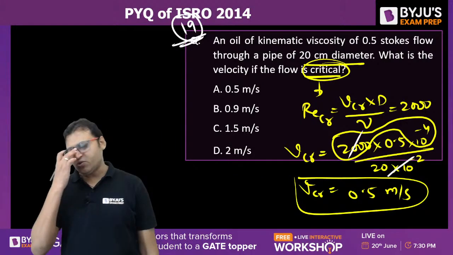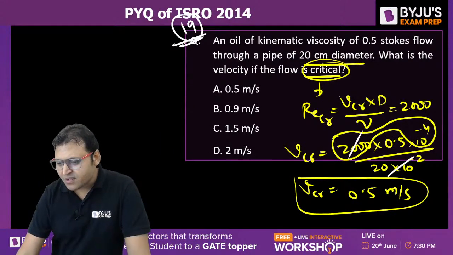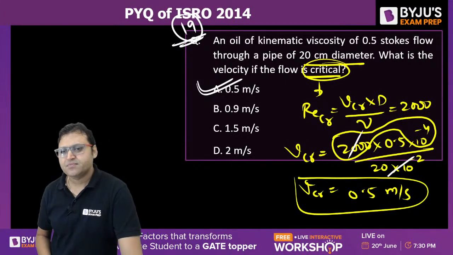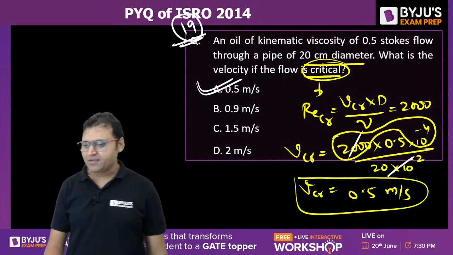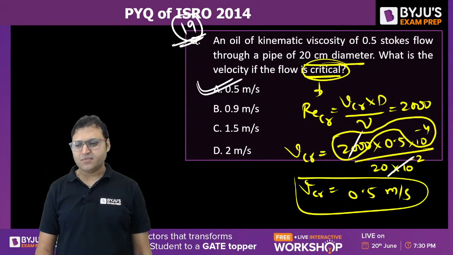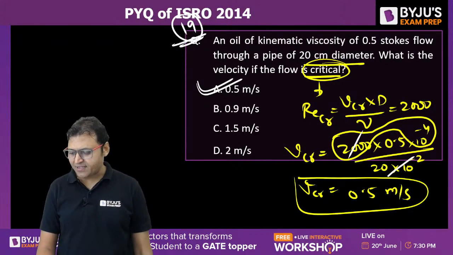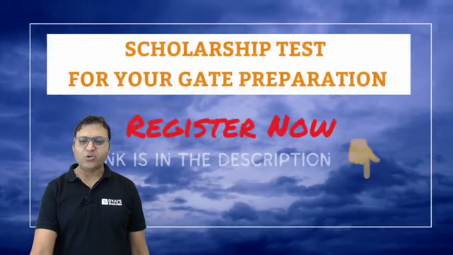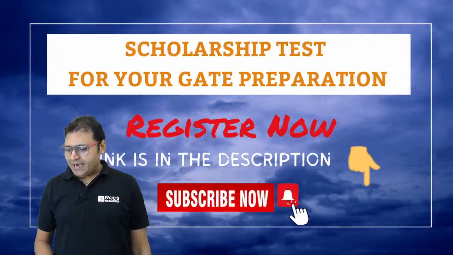It gets cancelled out with this 2000 into 10 to the power minus 4. Reynolds number must be 2000. So the answer will be option A. Question number 19, option A is the right answer. Simple question. Let us move to the next one.